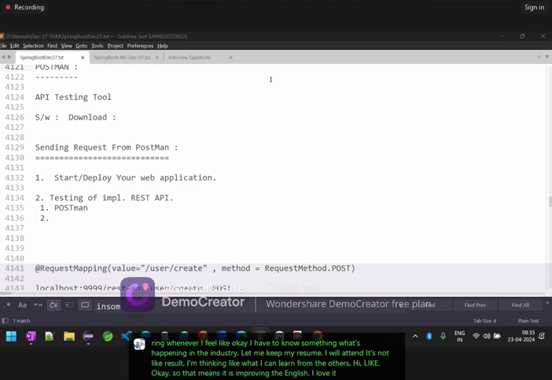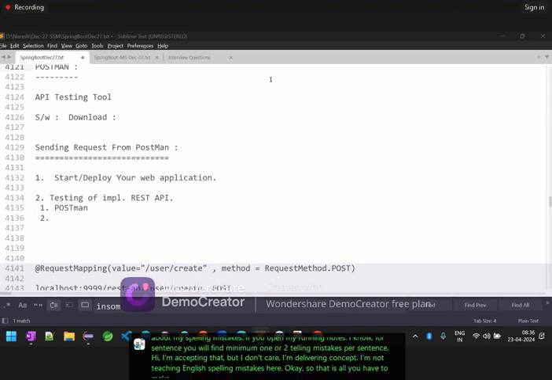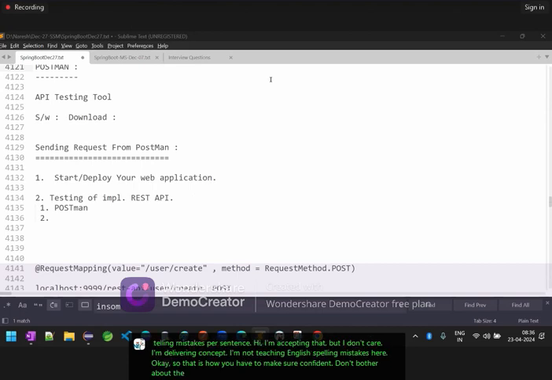I will never ever worry about my spelling mistakes. If you open my running notes, you will find minimum 1 or 2 spelling mistakes per sentence. I'm accepting that, but I don't care. I'm delivering concepts. I'm not teaching English spelling here. So that is how you have to be confident. Don't bother about the way you are forming the sentence. Let it be. Let's first start speaking out.